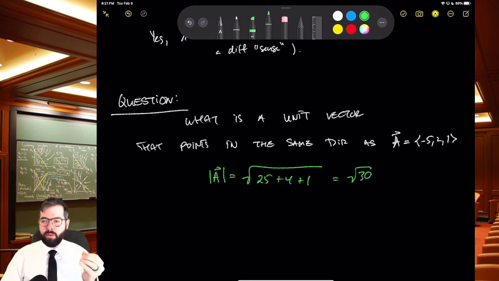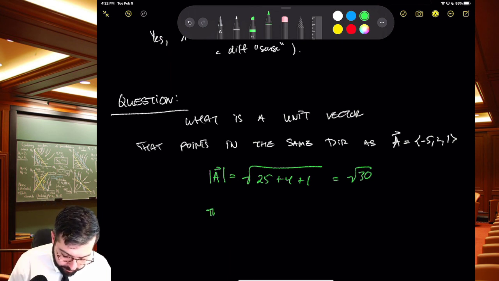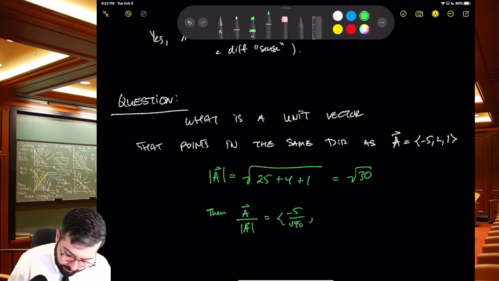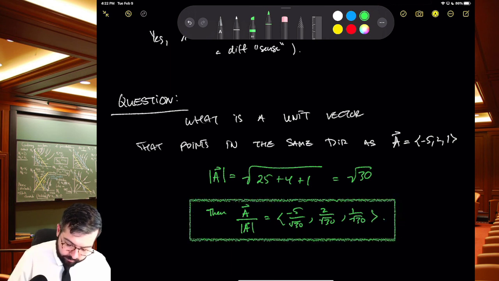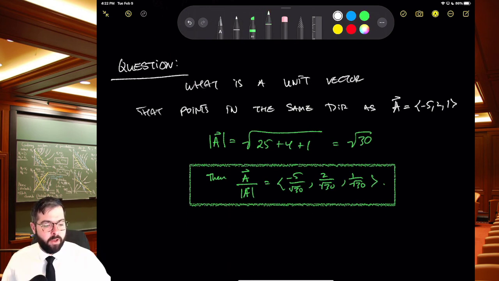And then we're going to scale it down by its own magnitude, right? This thing is radical 30 long. If I divide all the components, all the ingredients by radical 30, now the total length is going to add up to 1, right? And that's what I want. I want to preserve the direction, but not the magnitude. So then that unit vector in that direction is going to be a over the magnitude of a. So that is exactly, yes, just -5 over radical 30, 2 over radical 30, 1 over radical 30. Awesome.